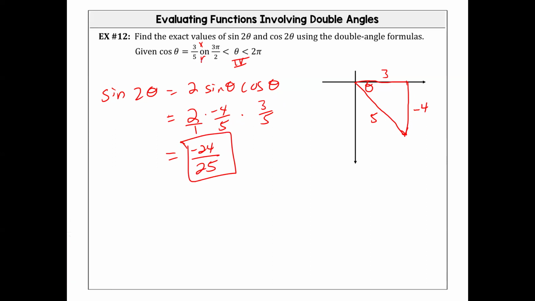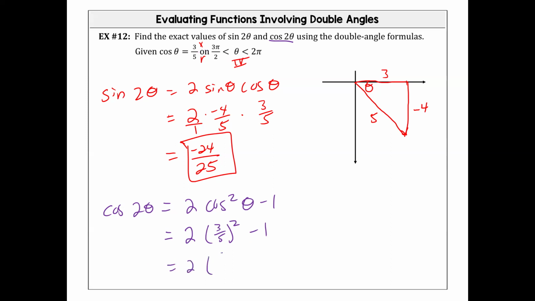Okay. Now we're looking for cosine double angle. So cosine double angle equals, and again, Ms. Jones's choice is 2 cosine squared theta minus 1. Especially if they give you your theta. Why would I admit your cosine? Why would I do more work? 2, what's cosine? 3 over 5, and I'm going to square it. What is 3 over 5 squared? That is not what that is.